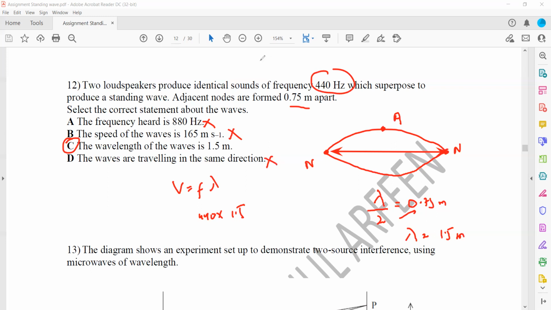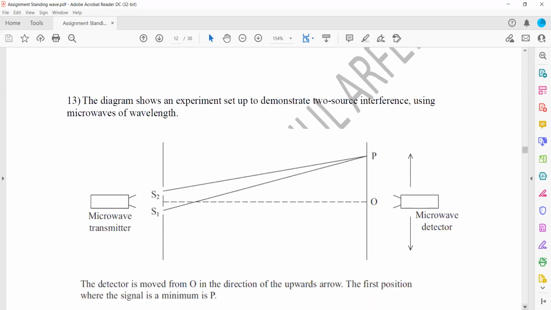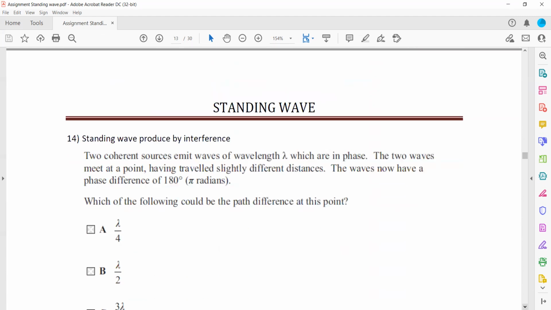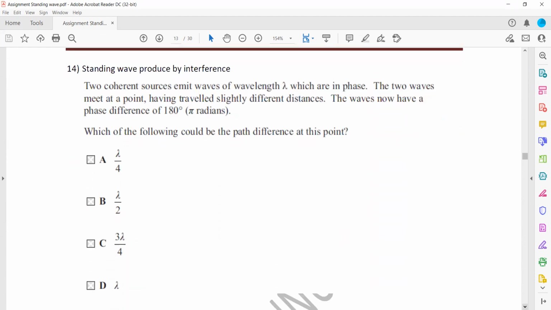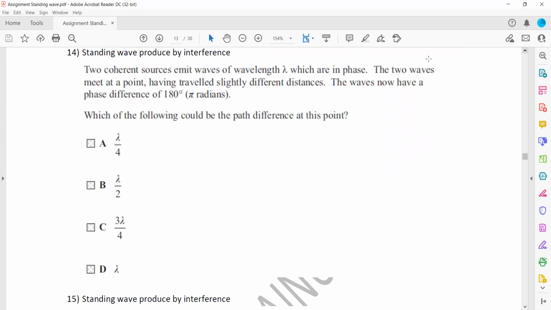The waves are not traveling in the same direction, they are traveling in opposite directions. That's why two waves traveling in opposite directions give rise to a standing wave. This is interference. So a standing wave is produced by interference, of two coherent waves emitted which are in phase.